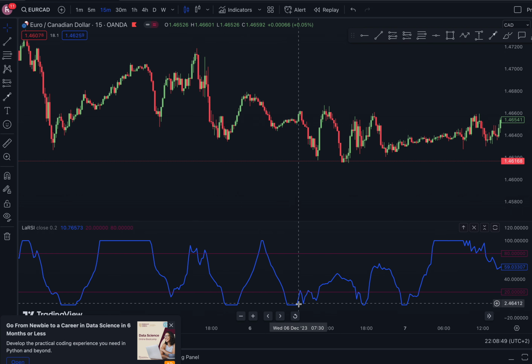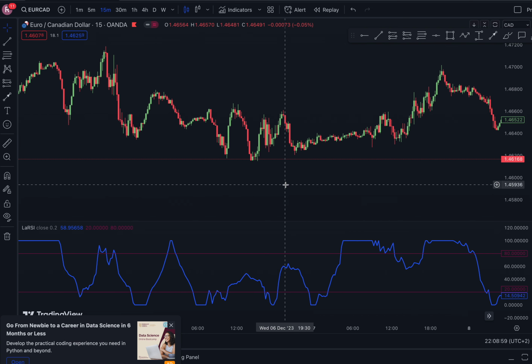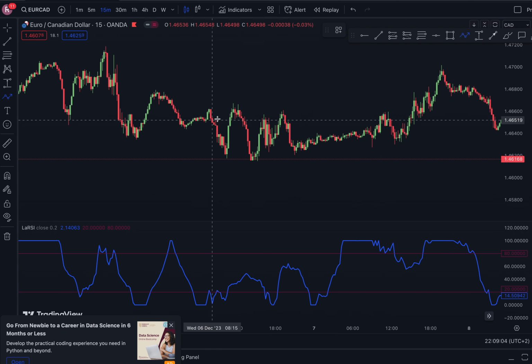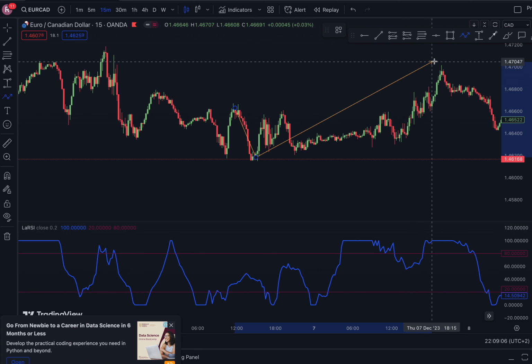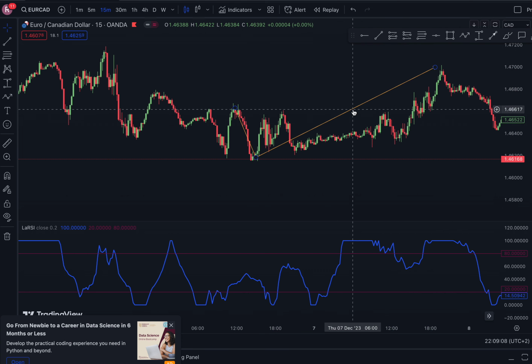As you can see right here, price oversold, but it did not return back onto here. Oversold again, finally returned, but as you can see, price reversed a little bit before going up.